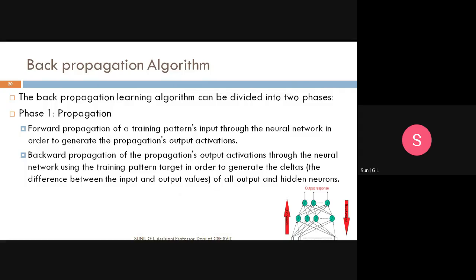That one will be calculated in the input layer. That will be the output to the hidden layer. Then the hidden layer will calculate, and the output of that hidden layer will be the input to the output layer. That is nothing but forward propagation.